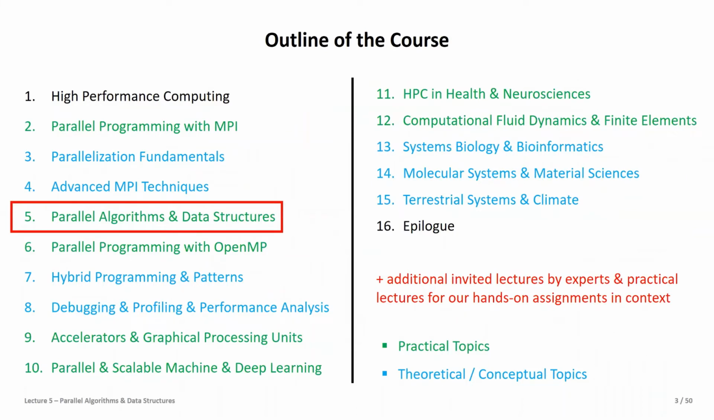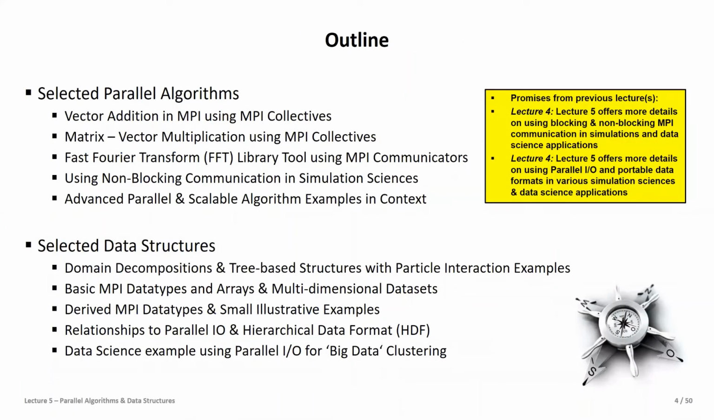So here we have a more practical topic lecture showing you some examples of parallel algorithms and data structures that we will also have here and there in assignments. Starting with very simple parallel algorithms up to some very complicated algorithms like the fast Fourier transform, which shows you that not every time you have to implement MPI from scratch. There are lots of libraries available that already leverage the MPI standard and that you can use with your communicators and with the application domain problem at hand.